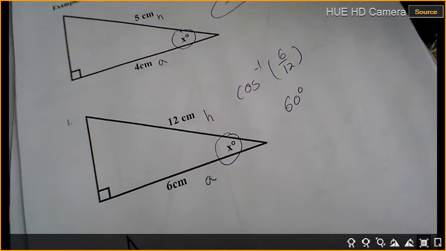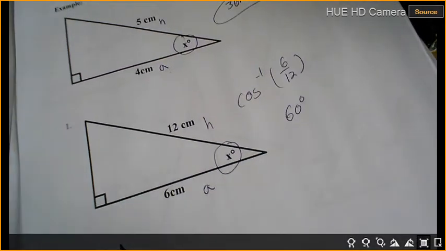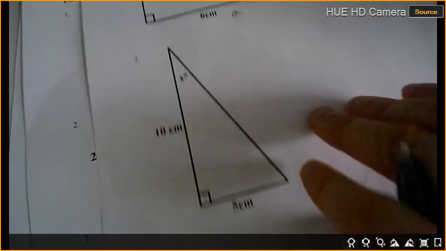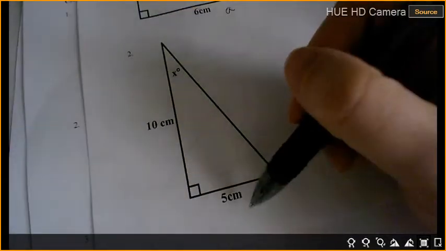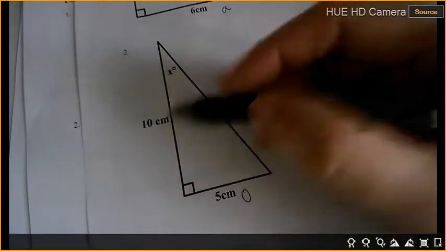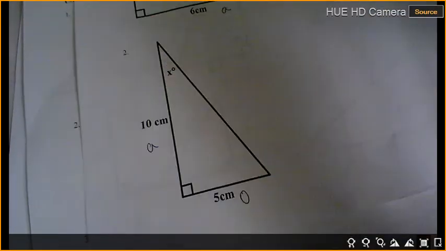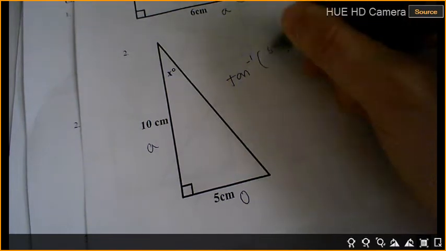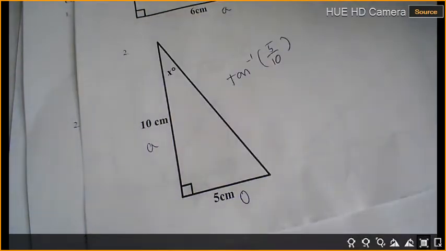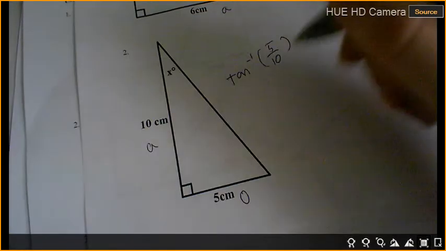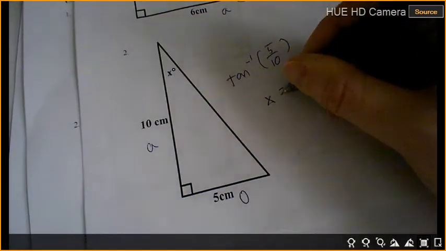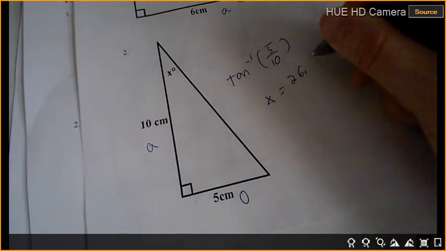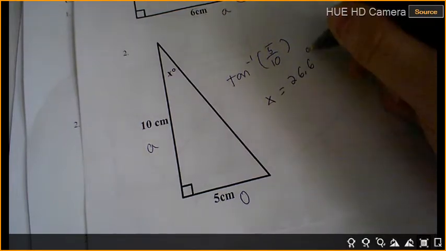Okay, you ready for 2? Now I put the angle in a different spot. So what is 5 to that angle? Opposite. What is 10? Adjacent. So which trig function am I going to use? So we go tan -1 equals opposite 5 over adjacent 10. Or you could reduce it. You'll get the same answer. So I get x is 26.6 degrees, rounding to 1 decimal place.